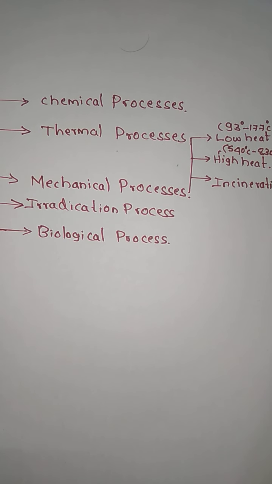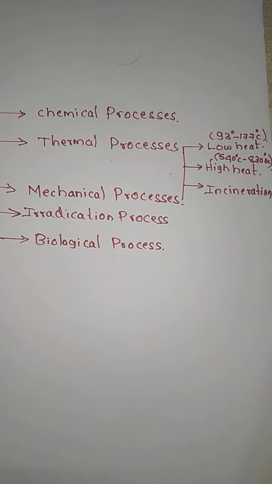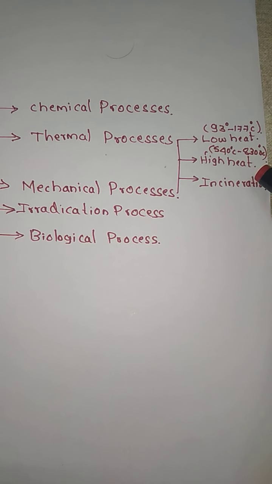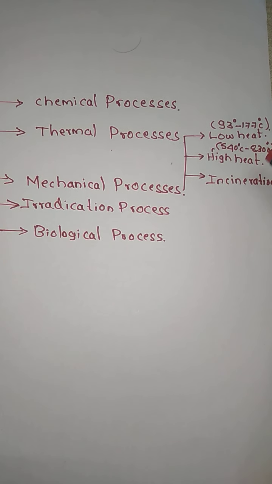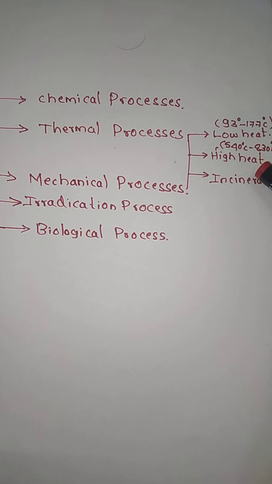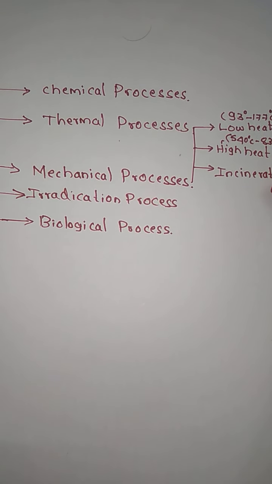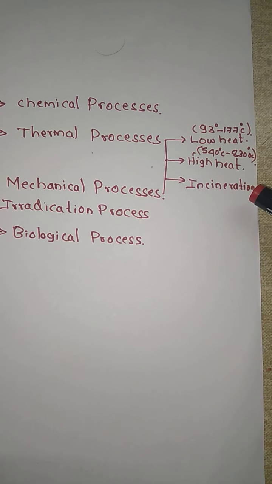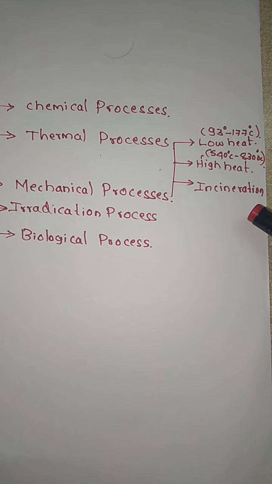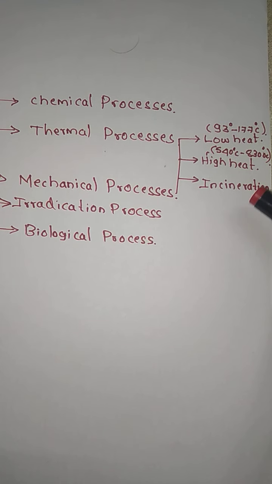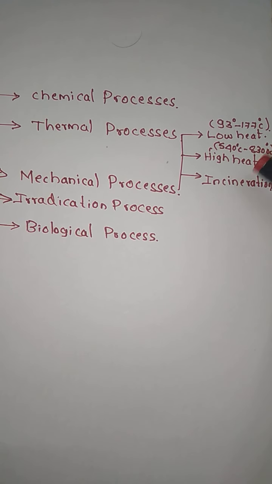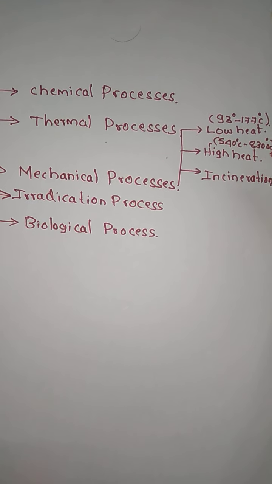Next are the high heat thermal processes. In high heat we have the incinerator as well as hydroclaving. We already know about the incinerator. In our last class we have seen what incineration is, how it works, and its different types. Now we will have some part on hydroclaving.